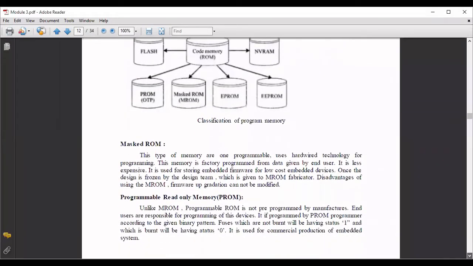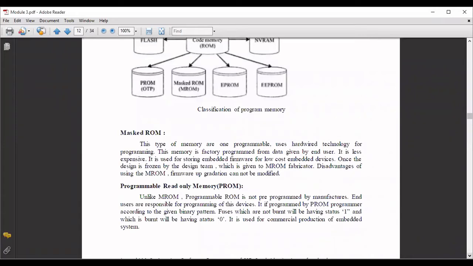The first one is masked ROM. This type of memory is once programmable. It uses hardwired technology for programming. It is factory programmed from the data given by the end user. Whatever requirement the user has given, based on that, this particular masked ROM chip is programmed at the factory and delivered to the end user. It is less expensive. It is used for storing embedded software or firmware for low cost embedded devices.